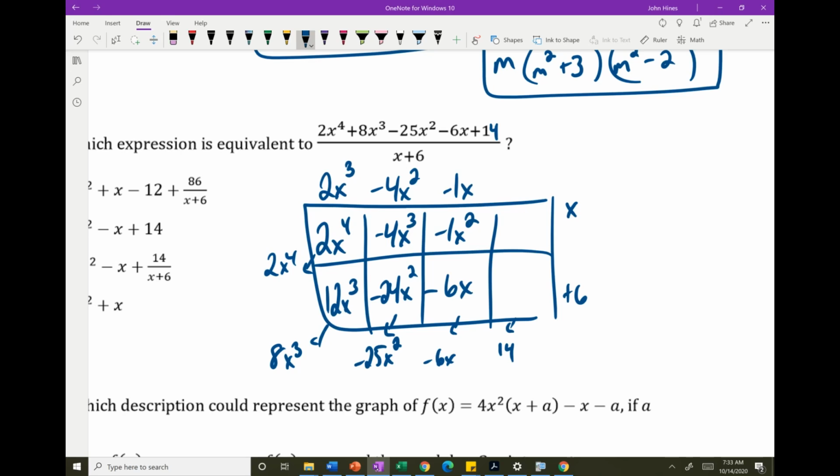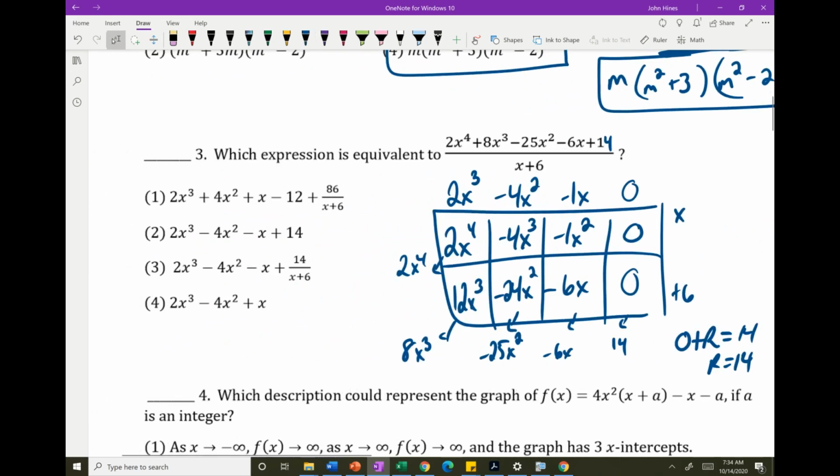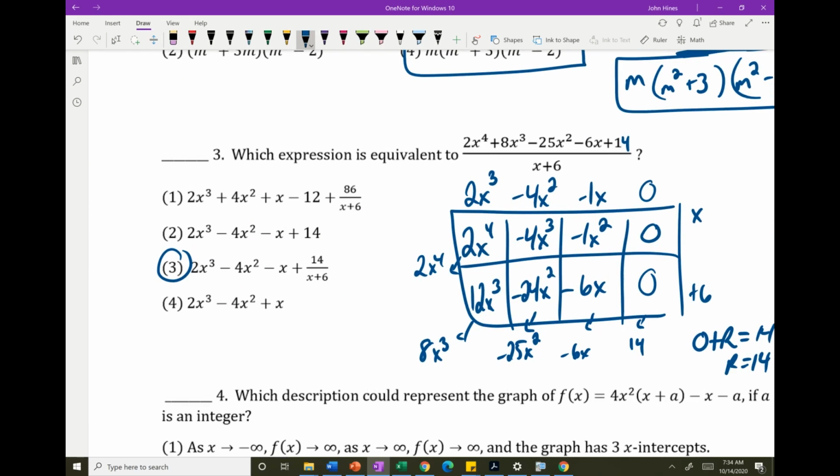And this is where this problem gets weird, because you have negative 6 and you need negative 6, so I'm just going to put a 0 there. Sometimes that happens where you just put a 0, so the whole column zeroes out at that point. Well, I happen to be at my remainder. I'm at 0. That box plus my remainder has to give me 14. So guess what my remainder equals? 14. And we write our answers in the form of quotient plus remainder over divisor. So I get choice 3.